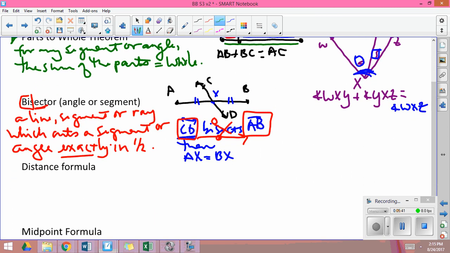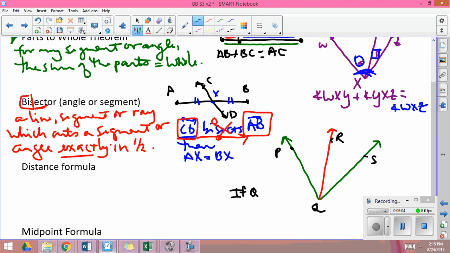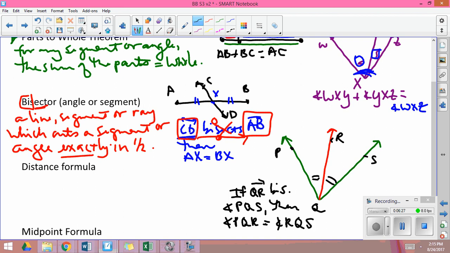If I'm looking at an angle, and let's call these P, Q, R, and S. So I would say if ray QR bisects angle PQS, then what I know is that these two are equal. Angle PQR is equal to angle RQS. And that would be by definition of bisector. So if I'm given bisector, then I can write the equation by the definition of bisector.